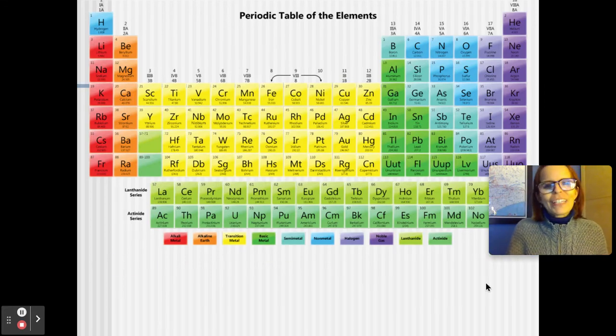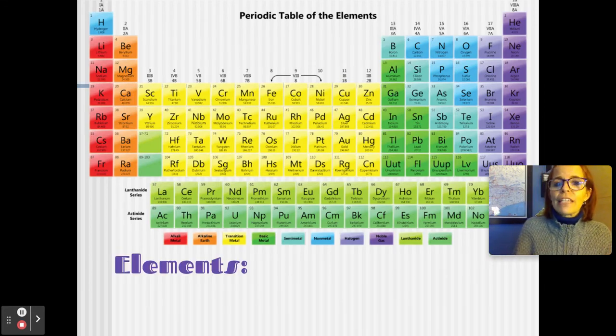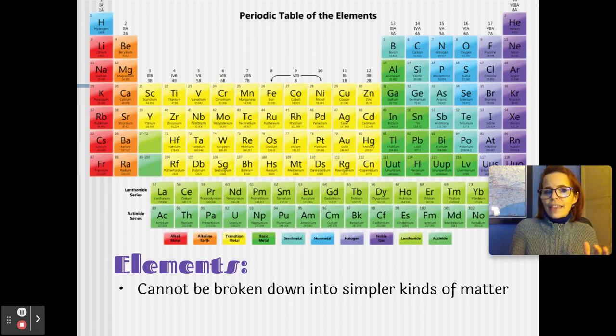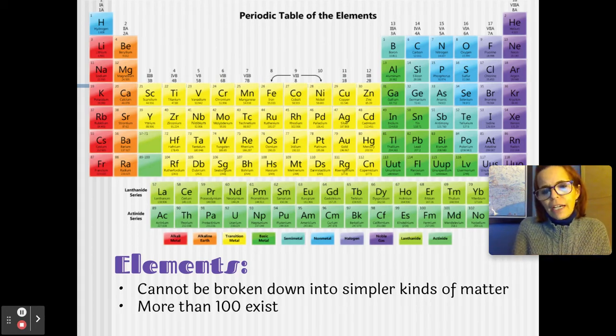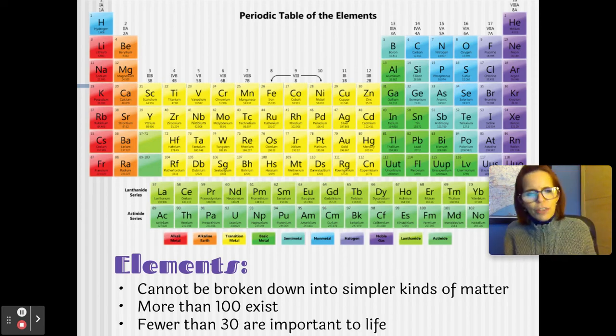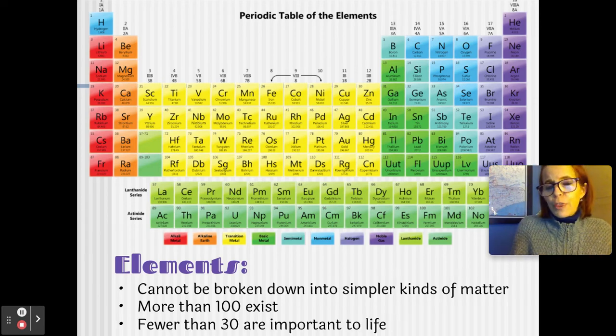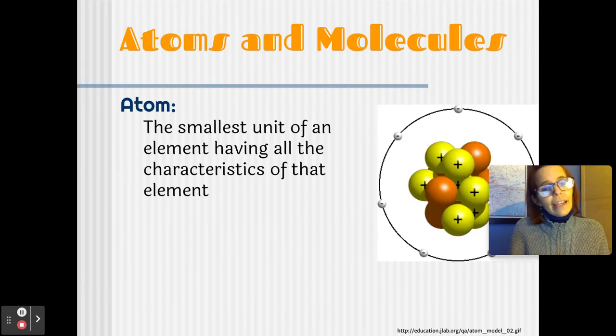First of all, what you're looking at is called the periodic table of the elements. An element is anything in nature that cannot be broken down into simpler kinds of matter, and there's more than 100 of them that exist. You would recognize ones like hydrogen and nitrogen and carbon. Those are the elements. Fewer than 30 of them are important to life.